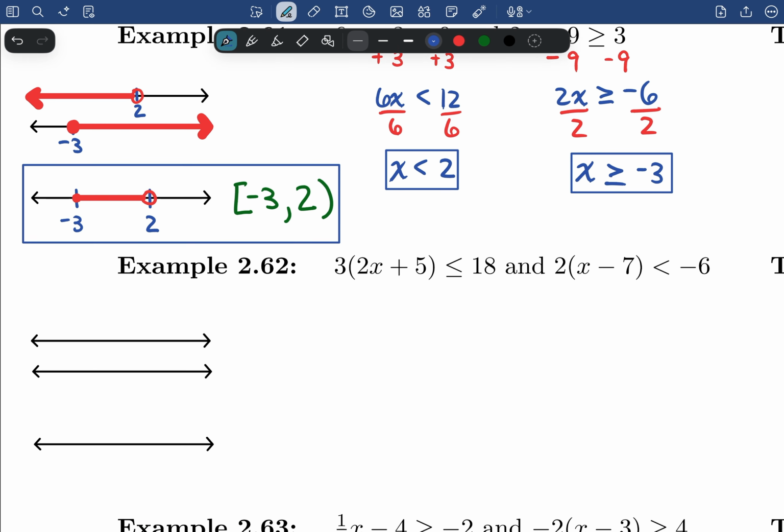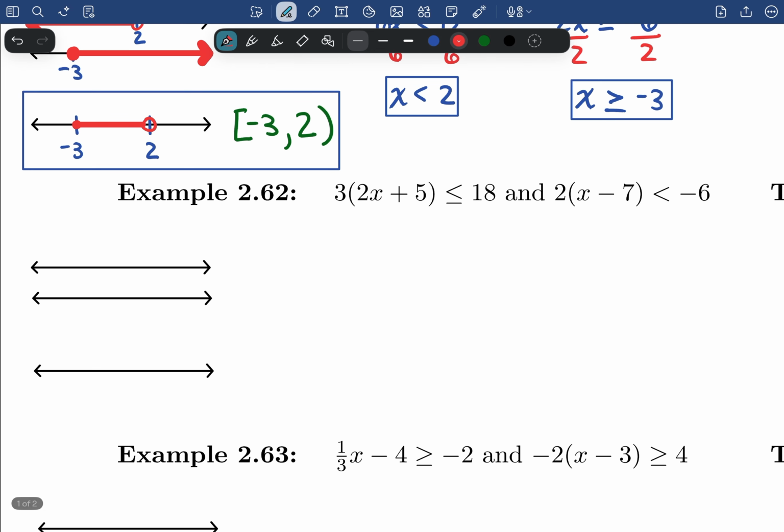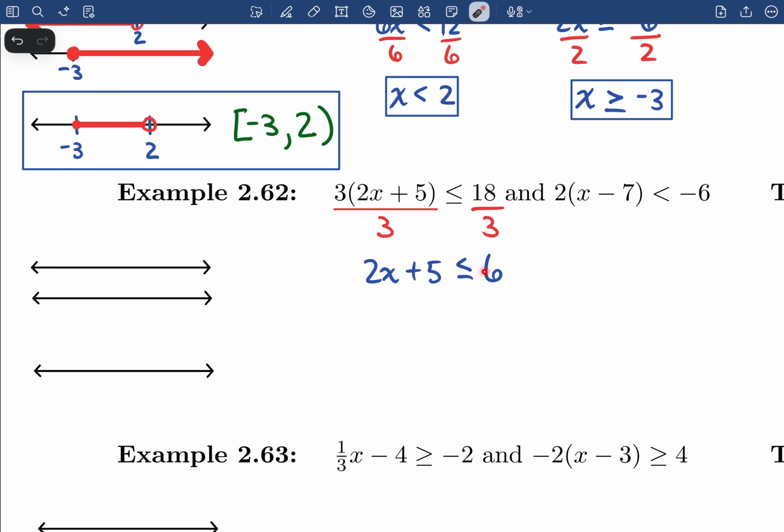Let's try another. So this is example 2.62. I will use the same process. So I'm going to solve this linear inequality, the first one. I'll distribute the 3 into both terms here, and I'll get a 6x. Actually, you know what's even easier? Maybe I just divide 3 out. So I'm going to divide a 3 out here. Okay, and then I end up with a 2x plus 5 is less than or equal to 6, because 18 divided by 3 is 6.